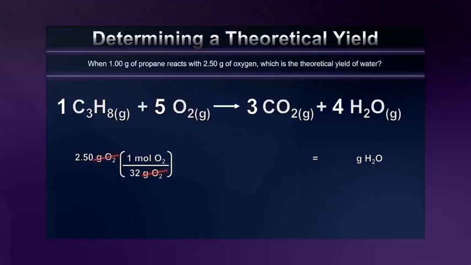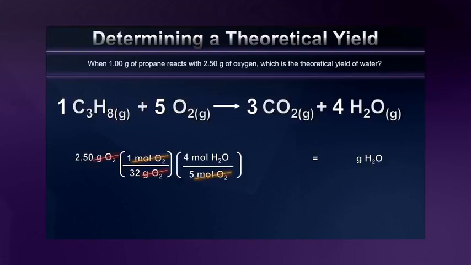We're on our way. The next step is to include the reaction stoichiometry. In this case, because I properly balanced the reaction, I know that 4 moles of water are going to be produced when 5 moles of oxygen is reacted in a combustion reaction with propane. So here I place them into this term in such a way that moles of oxygen cancel.